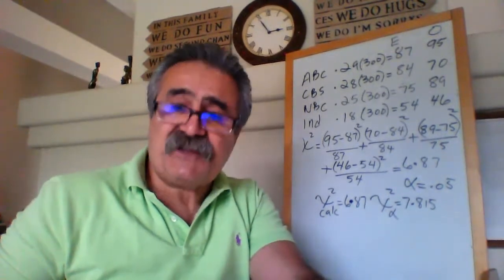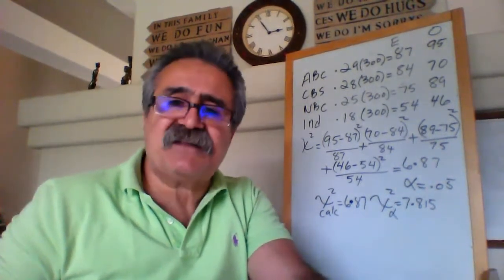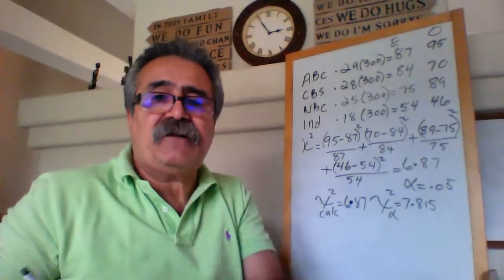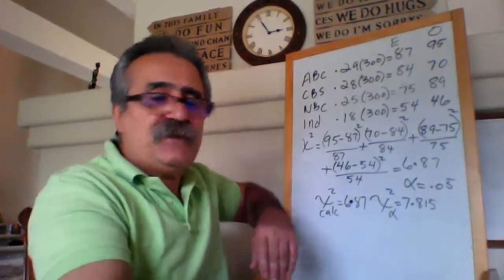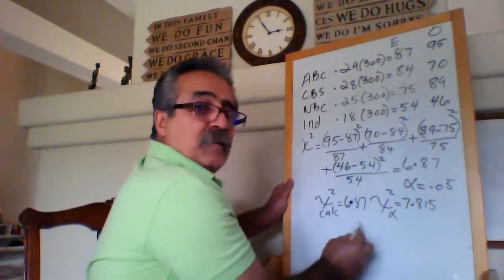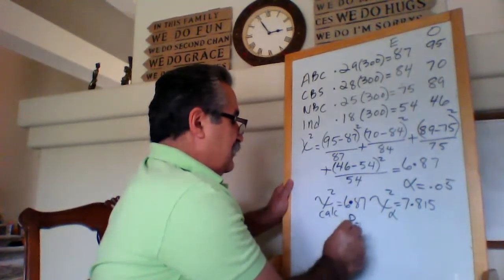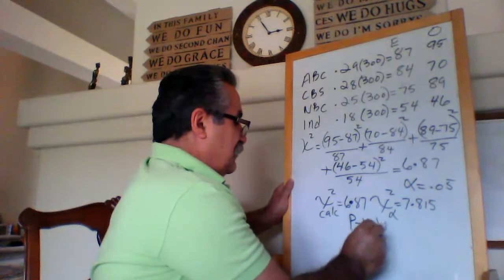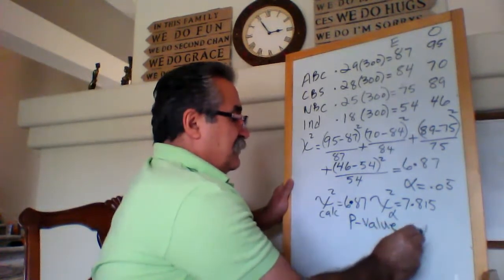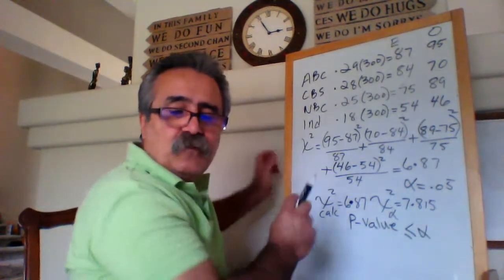And because 6.87 is less than 7.815, which is the chi-square of alpha, that means our p-value is larger than alpha. If the p-value is less than or equal to alpha, then reject the H0. You remember for the p-value, less than or equal to alpha, this is the rejection rule for p-value.